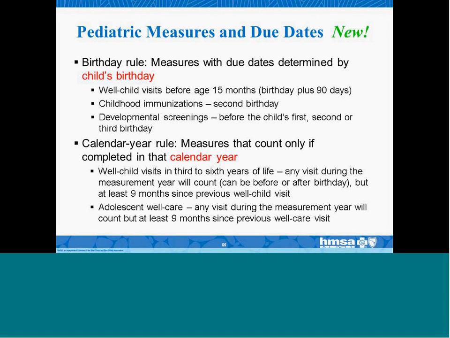For the calendar year rule, there are measures that count only if they're completed within that calendar year. So well-child visits in their 3rd, 4th, 5th, and 6th years of life, any visit during the measurement year will count, and it can be before or after the birthday, as long as it's been at least 9 months since the previous well-child visit. For adolescent well care, any visit during the measurement year will count, and again, it has to be at least 9 months since their previous well care visit.